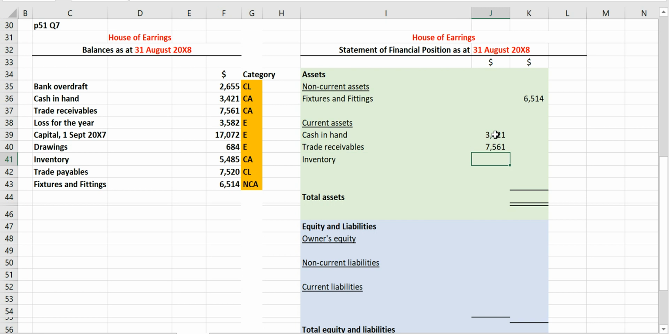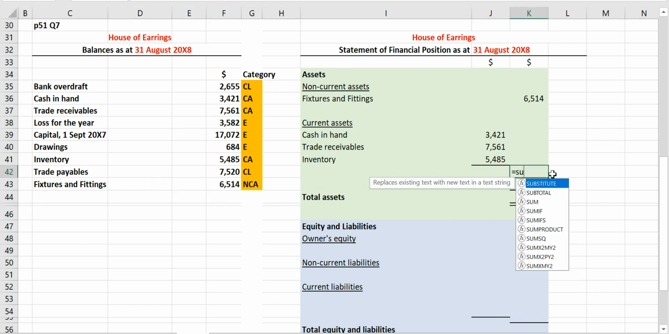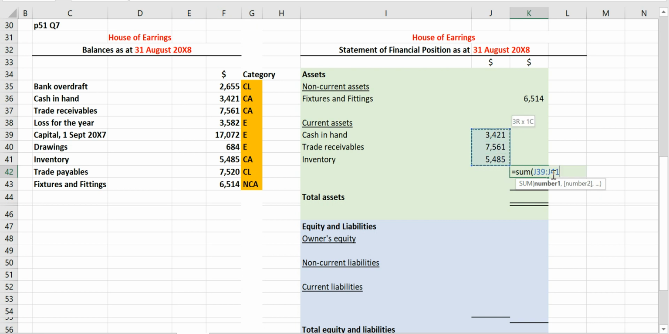And finally, inventory, we have 5485. Now with that, we do a subtotal and we get our figures on the total current assets, 16,467. Now, together with the total non-current assets, we will have our total assets value. So let's add these two subtotals together, and we have total assets of $22,981 for the House of Yearing.